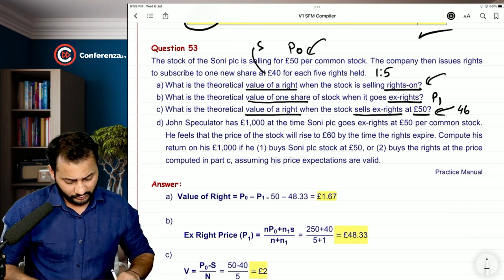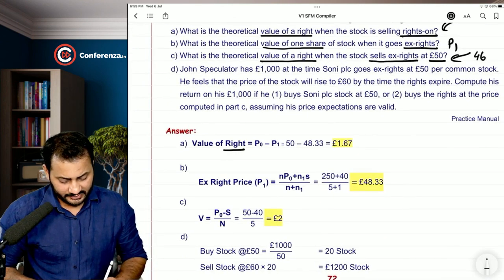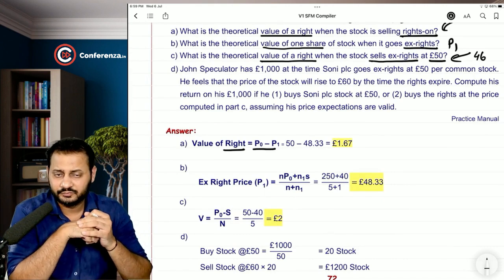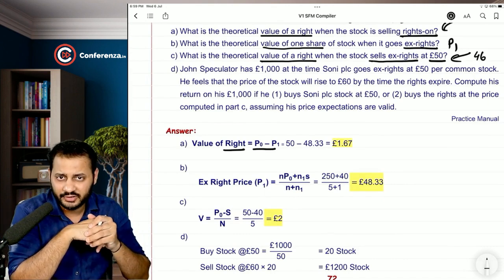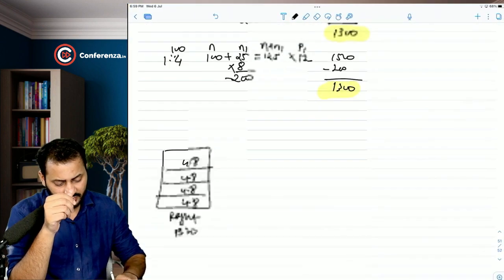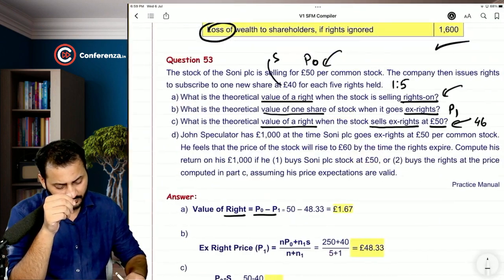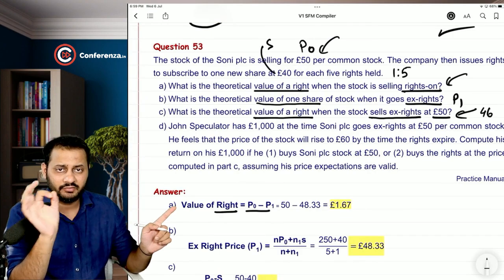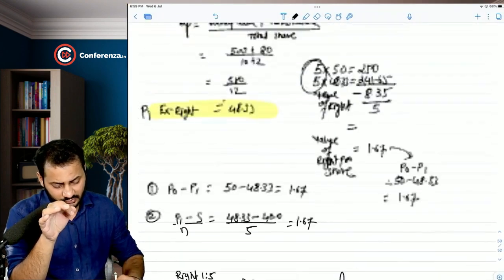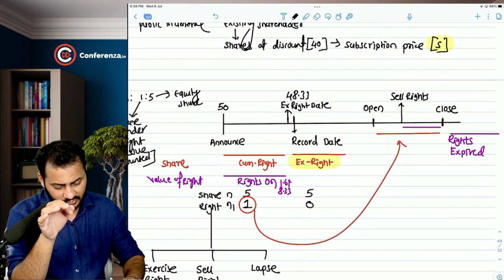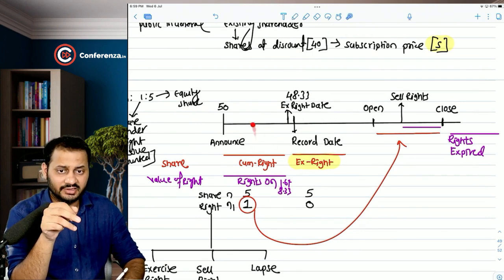Okay, let's come down to the formulas. Value of the right is nothing but P0 minus P1. As usual, 50 minus 48.33. Let me clear one thing to you. What is the value of the right? 1.67. And in our example, this is the value of the right in this period. Getting it? This period, 1.67.